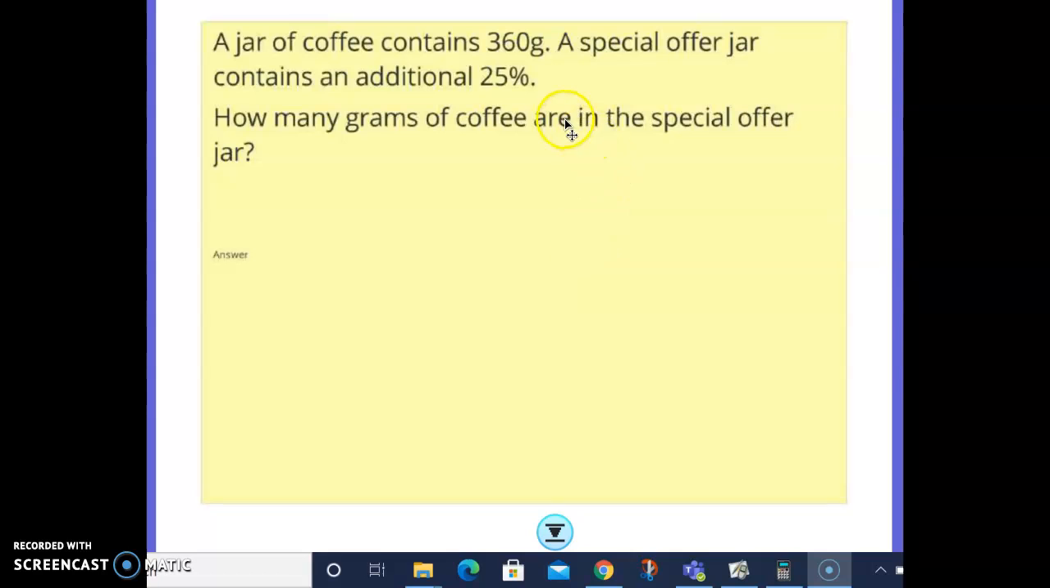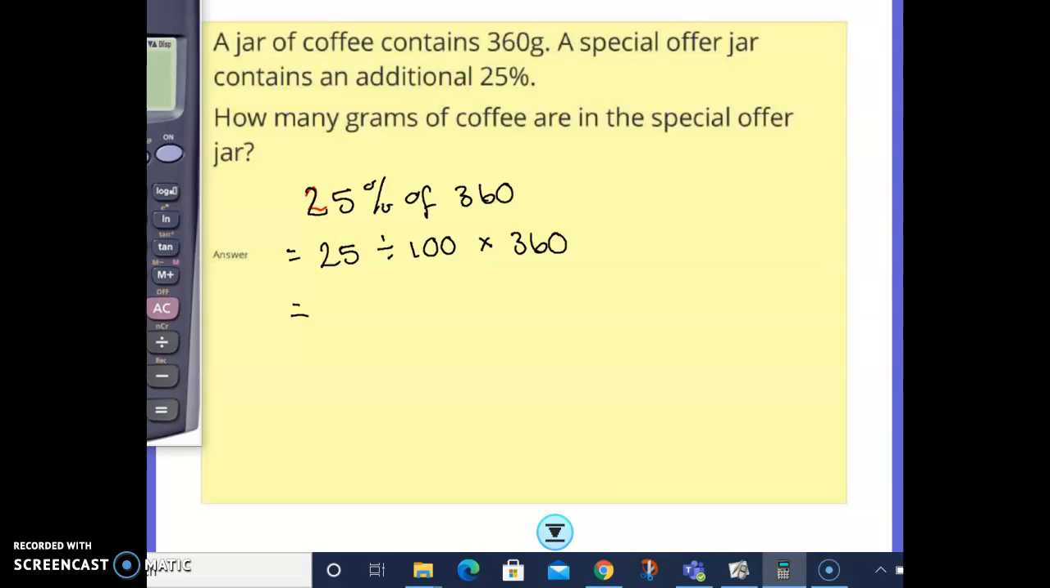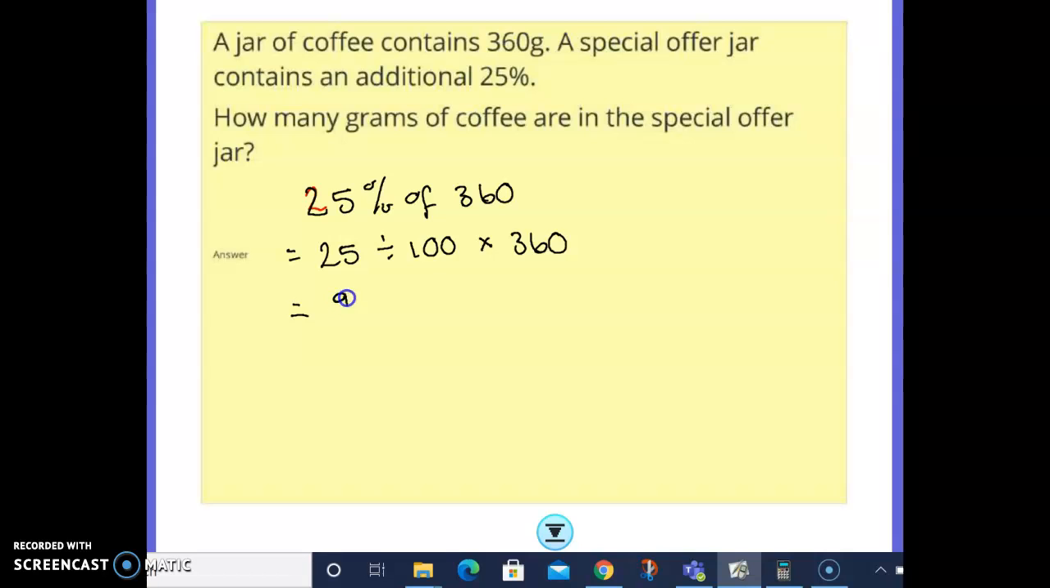Okay, first question. The special offer jar contains an additional 25%, so we need to start by finding 25% of 360. Now percent means out of 100, so we're doing 25 divided by 100 times 360. Type that into our calculator. 25 divided by 100 times 360 gives us 90 grams.